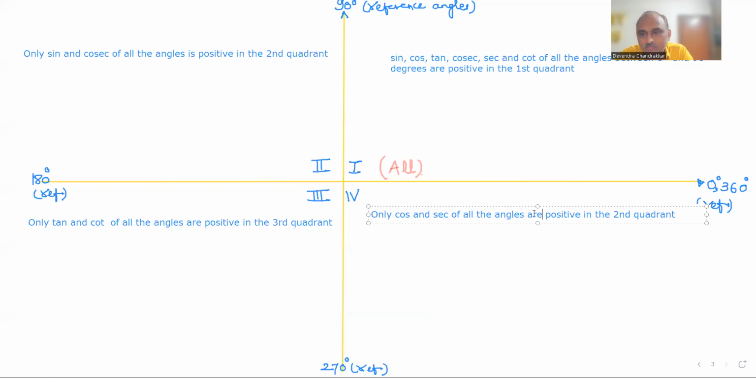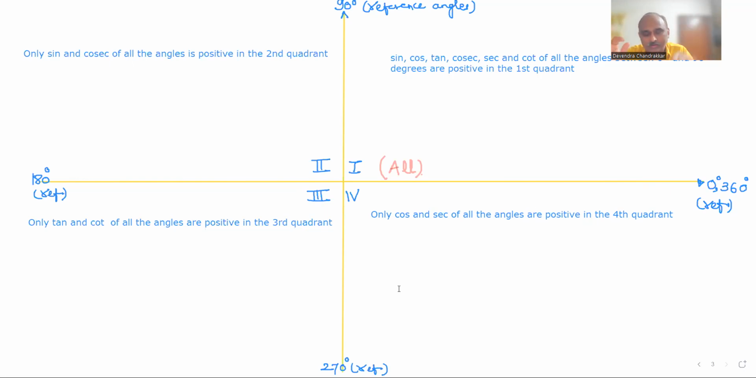are positive in the fourth quadrant. That means rest of them are negative. ठीक है? That means rest of them are negative. Understood? All of you, just take a deep breath. Try to remember this statement.